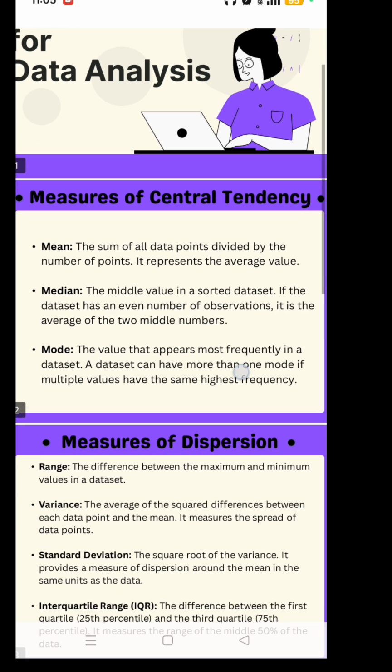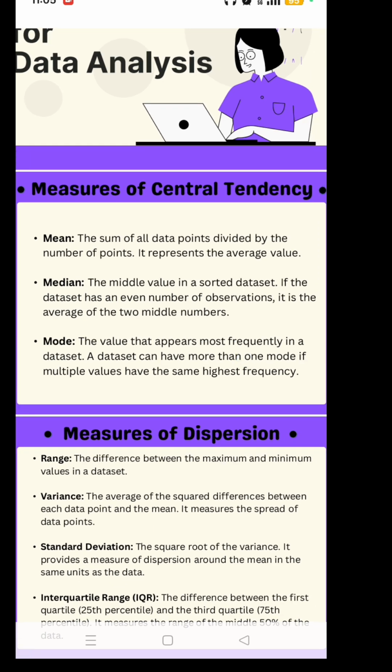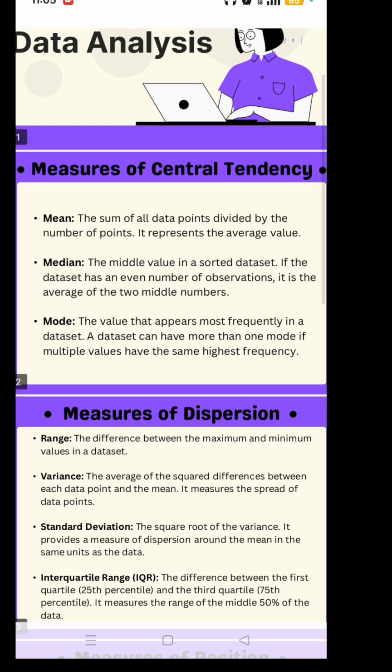What are these measures of central tendency? Here, you have to find the mean, median and mode. The mean is the sum of all data points divided by the number of points. It represents the average value. Next, coming to the median, the middle value of a sorted data set.